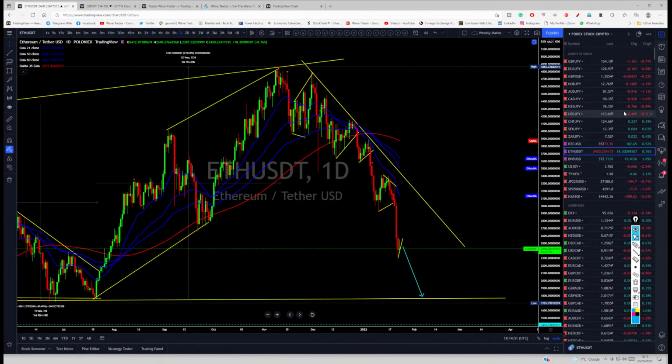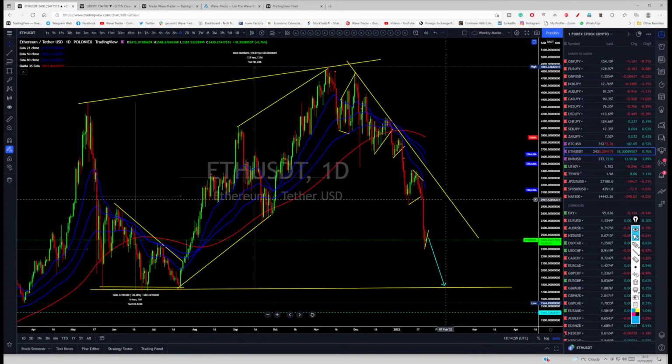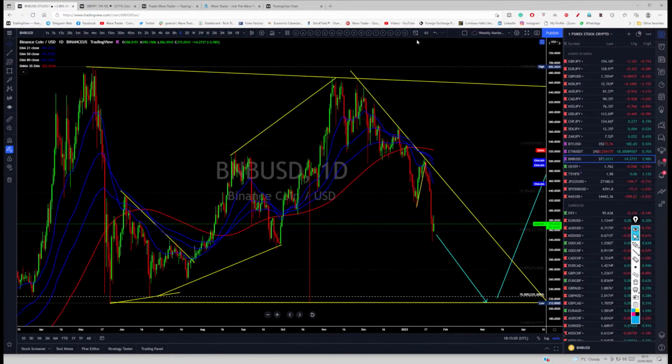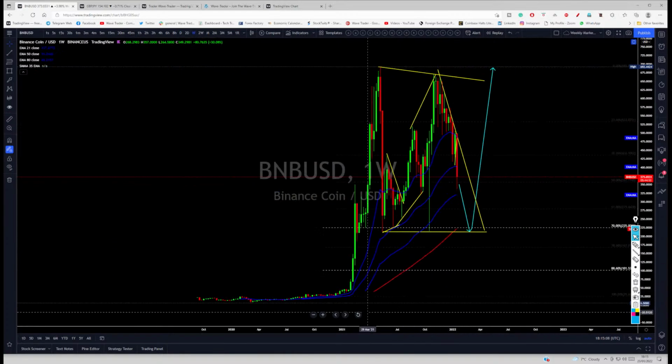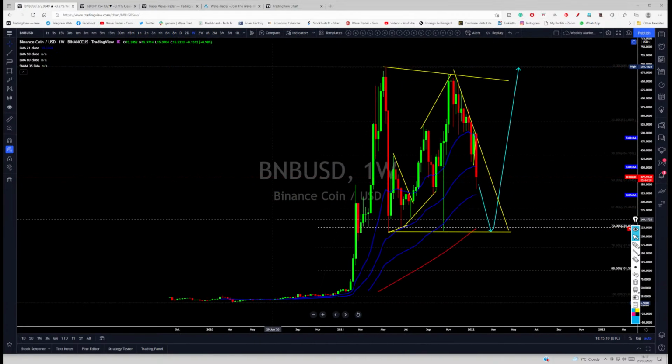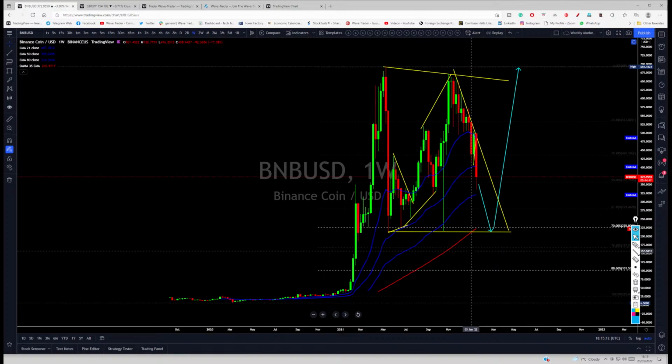Do not follow the TikTok traders. People come on TikTok and keep saying that this is the buy or that is the buy. They have no clue what's happening. As said, this is going to be the much better chart to follow. I see longer term potential on Binance Coin.